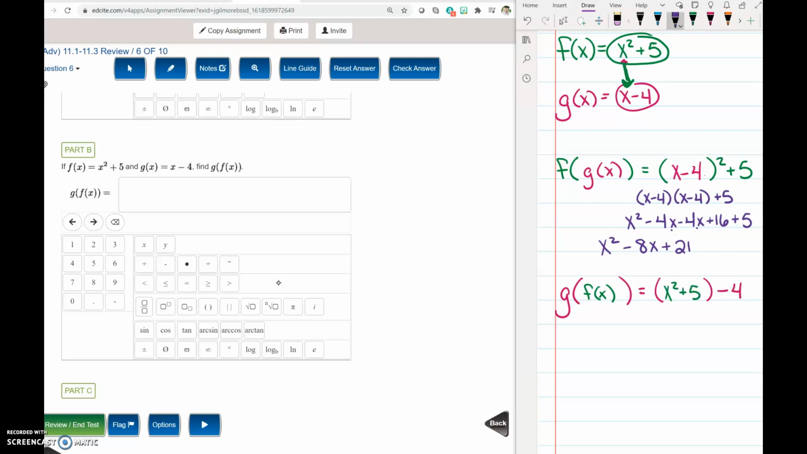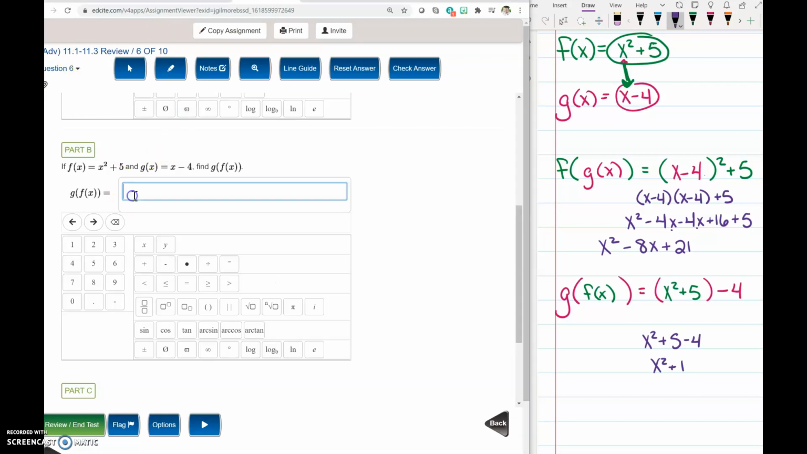This one's a little bit nicer because there's no double distribution or foiling to deal with. We've got x squared plus 5 minus 4. That would be x squared plus 1. So in here we would type in x squared, get out of your exponent, plus 1.